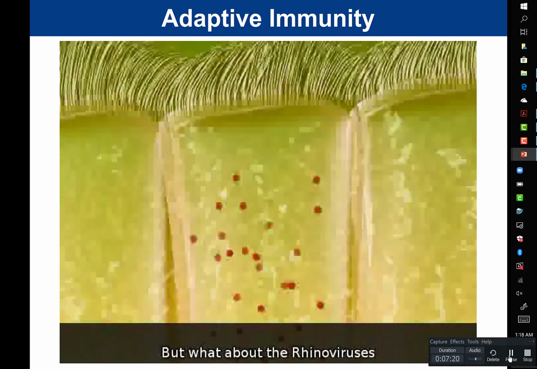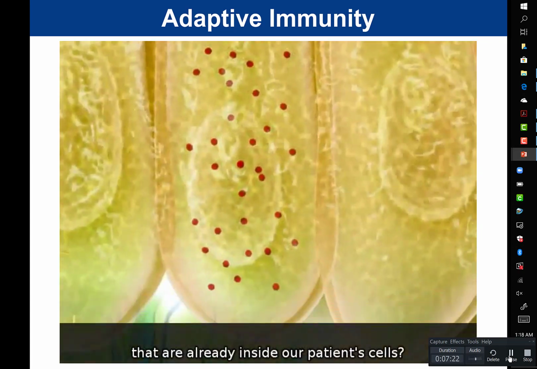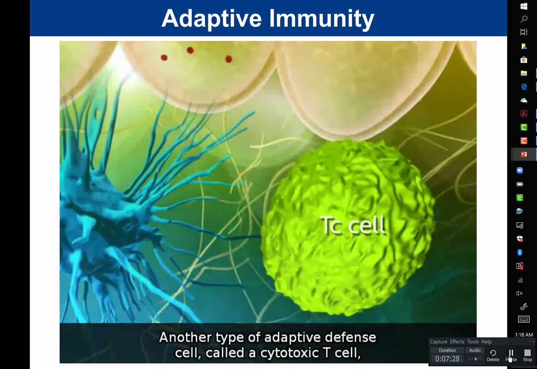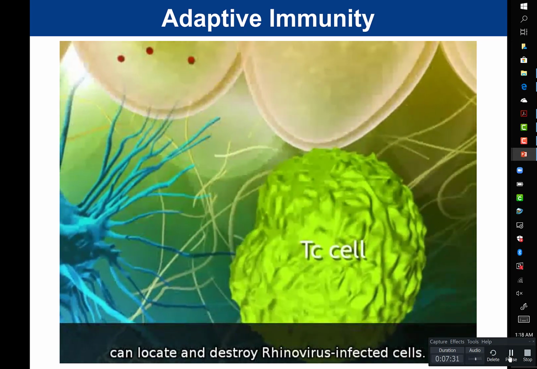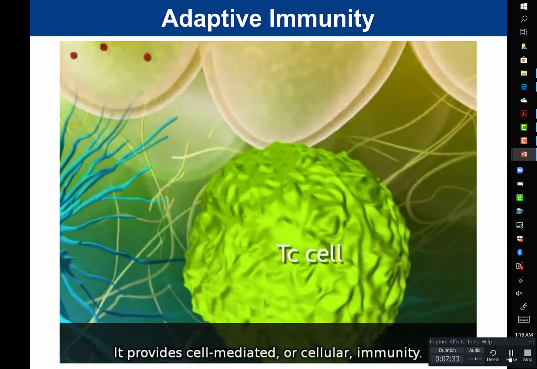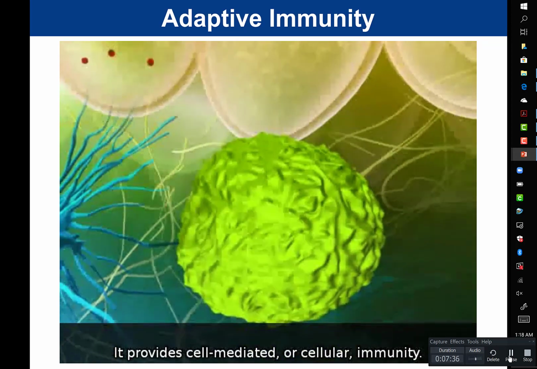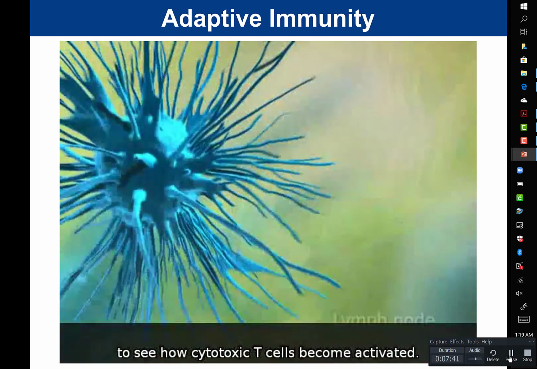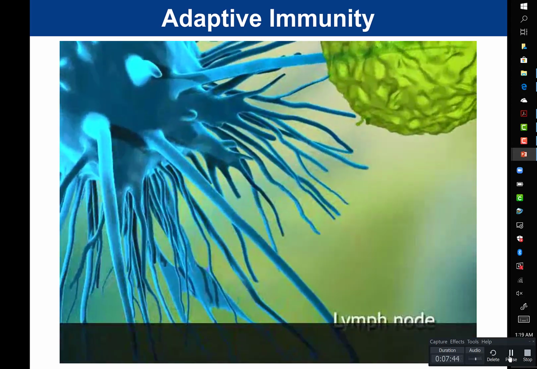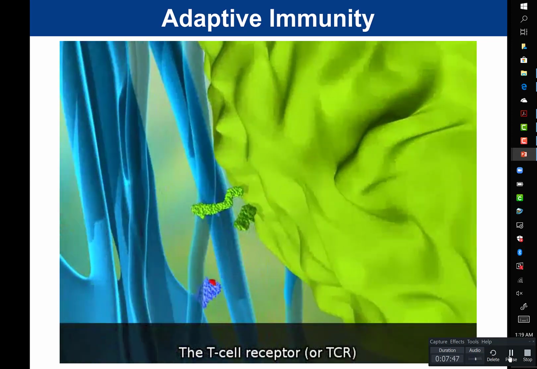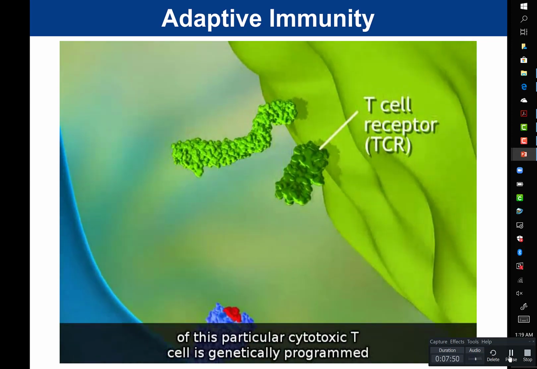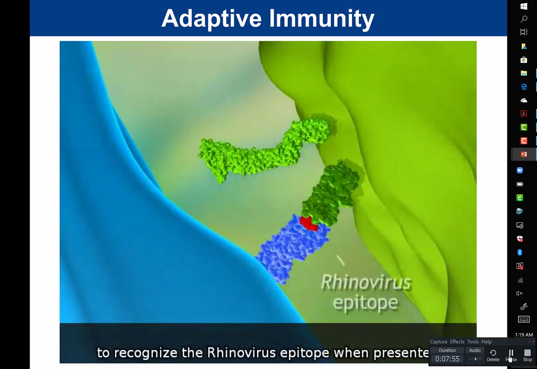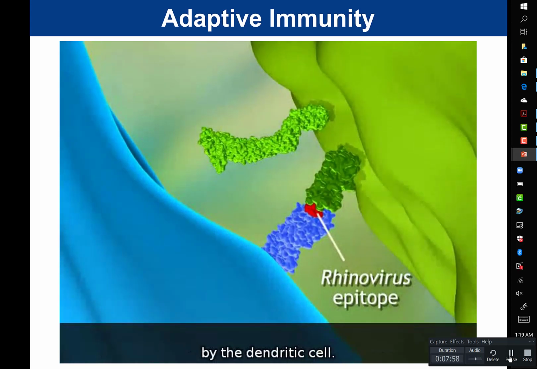But what about the rhinoviruses that are already inside our patient's cells? Another type of adaptive defense cell, called a cytotoxic T cell, can locate and destroy rhinovirus-infected cells. It provides cell-mediated, or cellular, immunity. Let's return to our patient's lymph node to see how cytotoxic T cells become activated. The T cell receptor, or TCR, of this particular cytotoxic T cell is genetically programmed to recognize the rhinovirus epitope when presented by the dendritic cell.